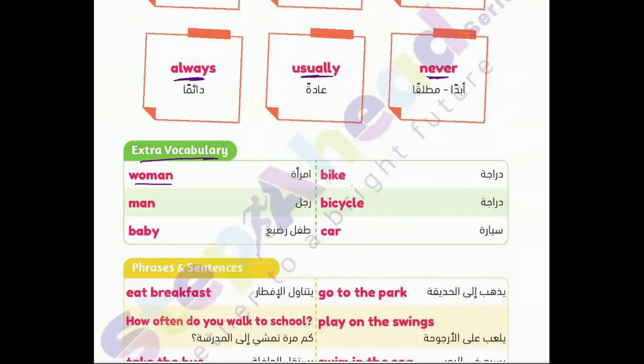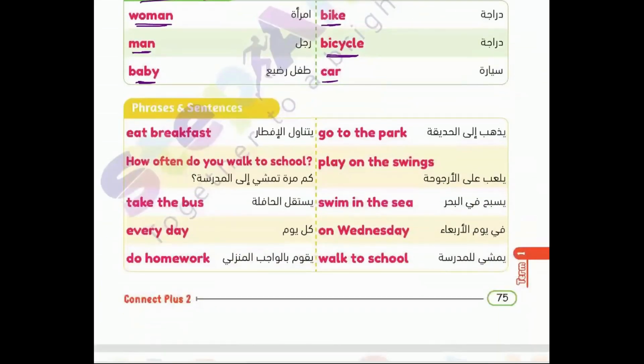Women, man, baby, bike, bicycle, car. And we have here a group of phrases and sentences.